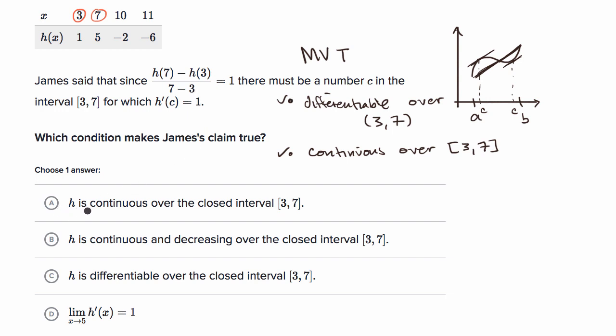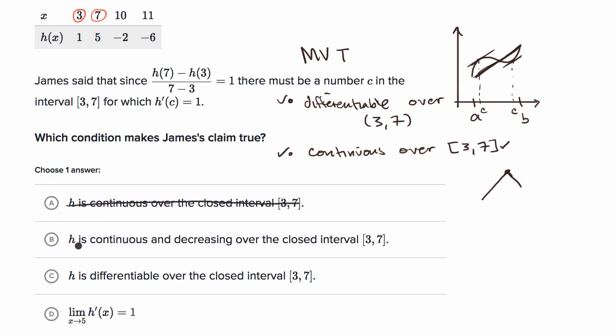Choice A, h is continuous over the closed interval from 3 to 7. So that does meet this second condition, but continuity does not imply differentiability. So that doesn't give us the confidence that we're differentiable over the open interval. If you're differentiable, you're continuous. But if you're continuous, you're not necessarily differentiable. Classic example of that is if we have a sharp turn, something like that. We wouldn't be differentiable at that point, even though we are continuous there. So I'm going to rule that one out.